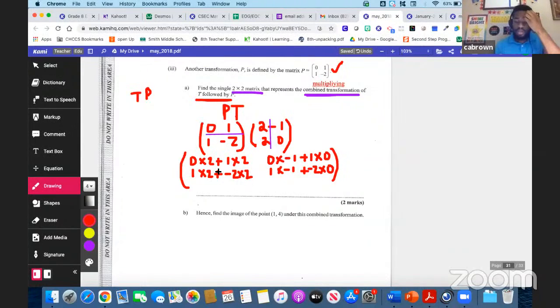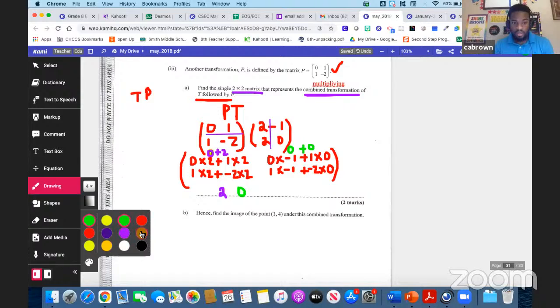All right, all we're going to be doing now is solving all of these. 2 times 0 is 0. Plus 2 is 2, so the first element will be 2. Any number times 0 is going to be 0, so 0 plus 0 is 0. That's 0 right here. Let's use black. 1 times 2 is 2, plus -2 times 2 is -4. 2 plus -4 gives me -2.